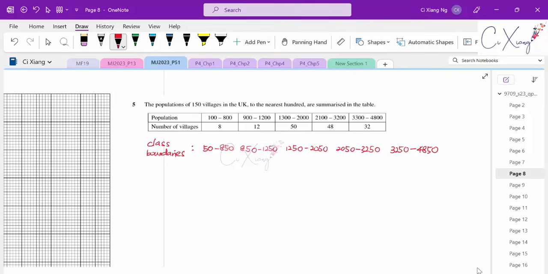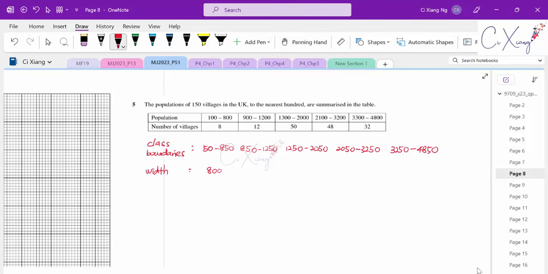Okay, after you find out the class boundaries, basically we should check the width for the classes. To calculate the width, I should take 850 minus 50. I should take the upper class boundary minus the lower class boundary. We cannot take class limit minus class limit, because there's a gap. So when we want to calculate the width for the classes, we have to ensure that we already have the class boundaries in our data. So 850 minus 50, I have 800.